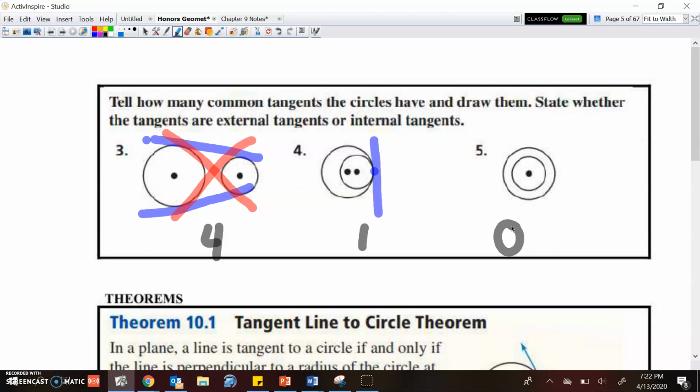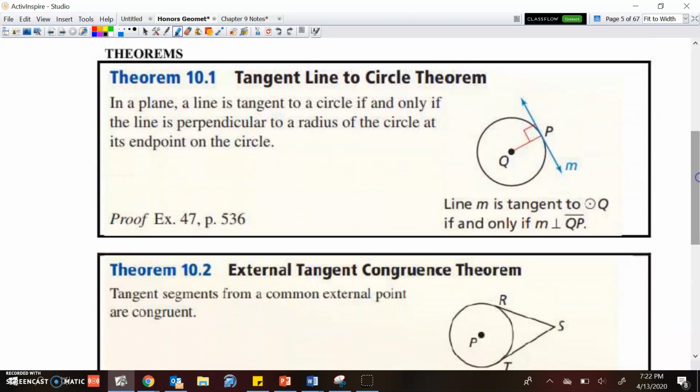All right, so some new concepts there. Now we're going to talk about 2 new theorems, apply them, and that'll wrap up this lesson. Okay, so the first one's called the tangent line to a circle theorem. And this says in a plane, a line is tangent to a circle if and only if, there's that biconditional, the line is perpendicular to a radius. So let's just break that down. If we have this line here, this is going to be considered tangent as long as it's perpendicular to a radius at its endpoint on the circle. So where the radius hits the end of the circle, as long as that's our point of tangency, and as long as that is where the line's perpendicular, then we can say we have a tangent line.